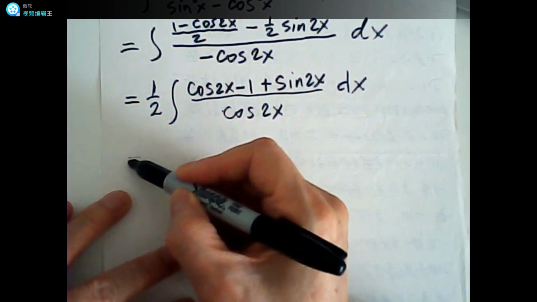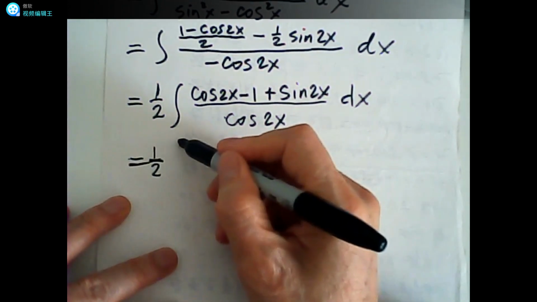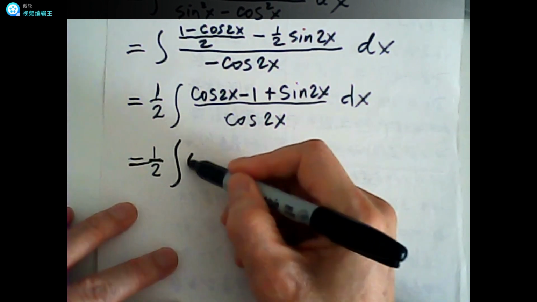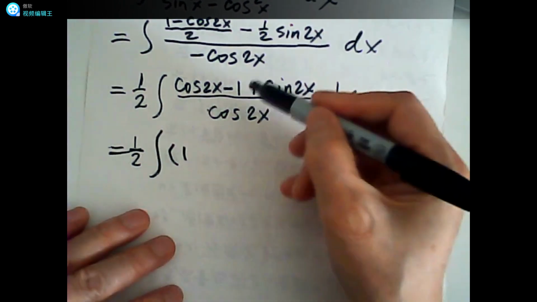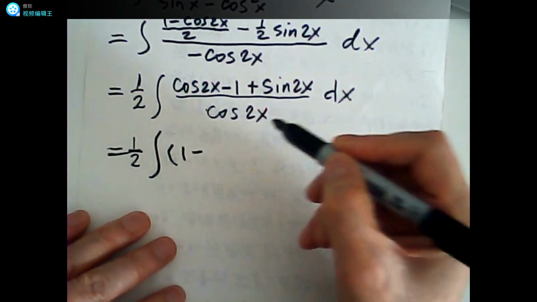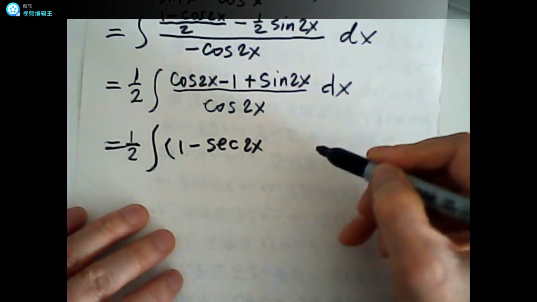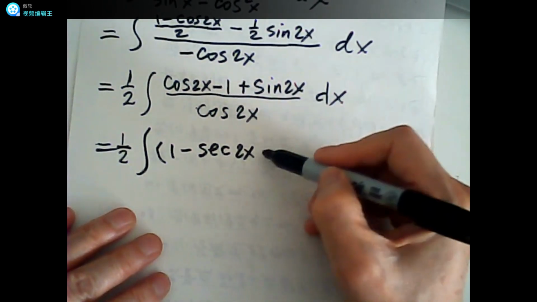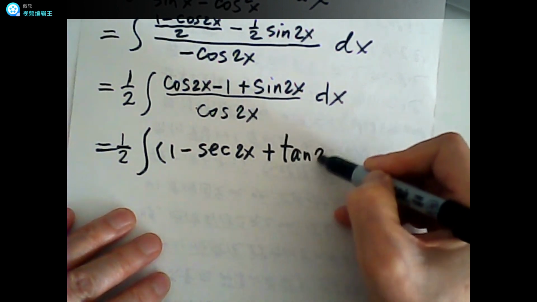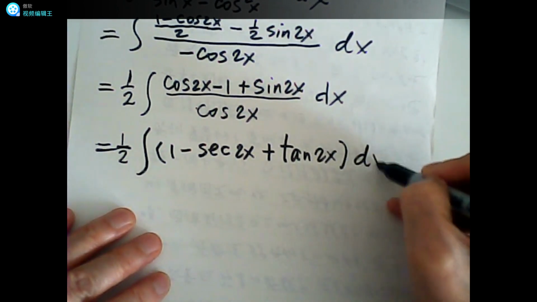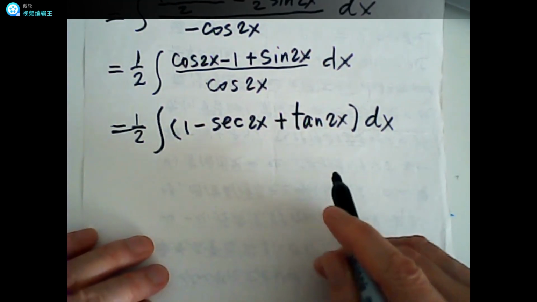Now then, this is half the integral. This over this is a 1, right? This over this is a negative secant 2x. This over this is a positive tangent 2x dx. Well, so far so good.